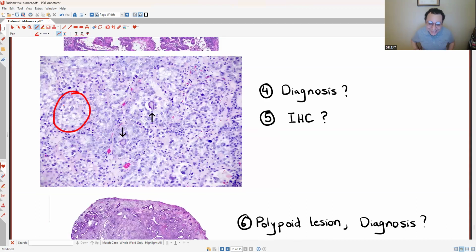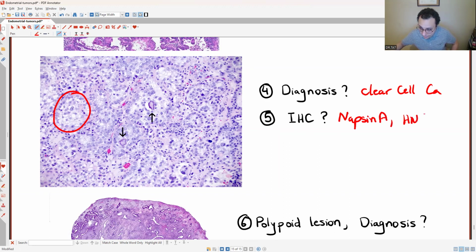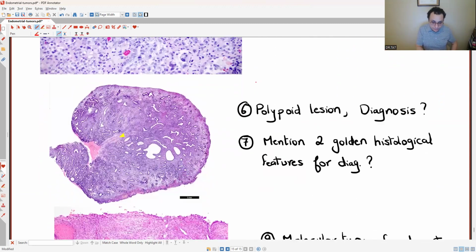Okay. So the diagnosis would be clear cell carcinoma. Clear cell carcinoma. And the IHC? Napsin and HNF1 beta. Yeah, and then HNF1 beta. All right. Good job. All right.